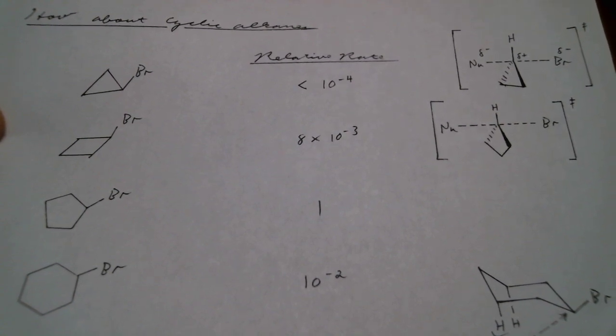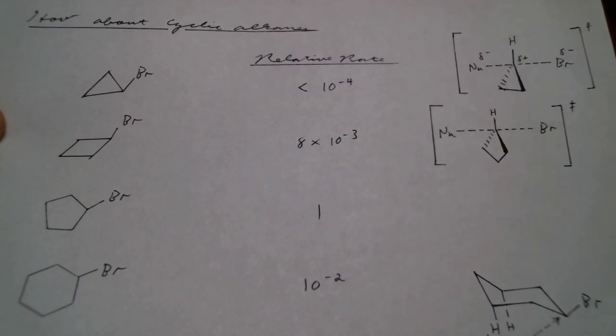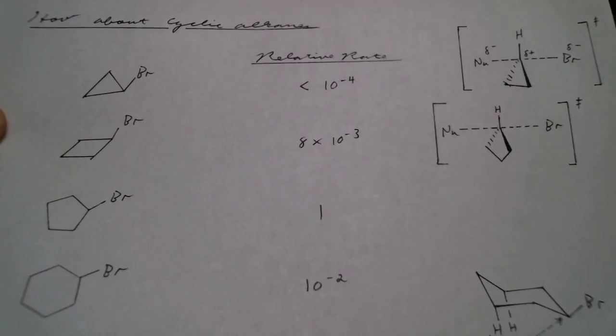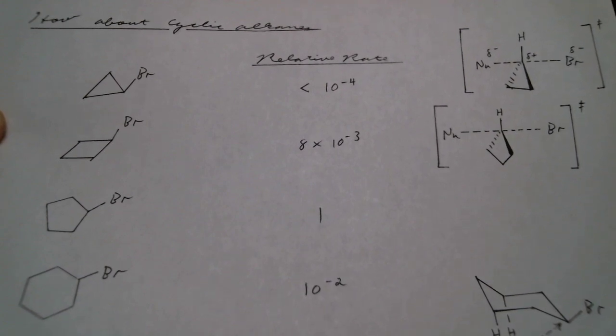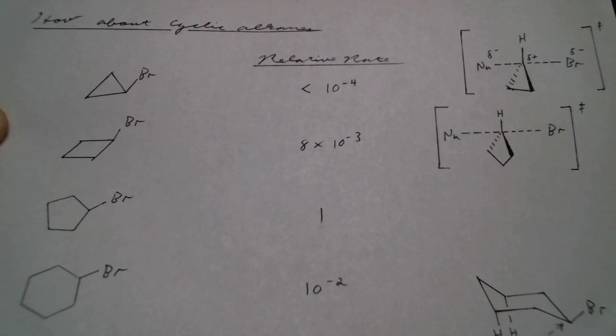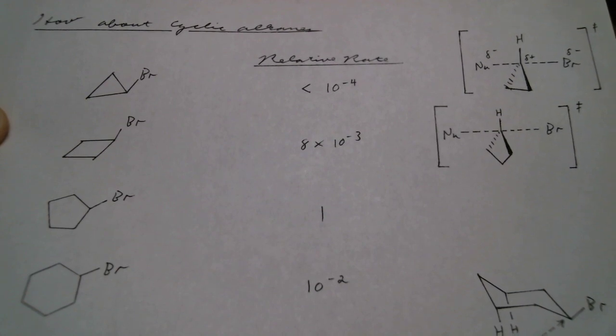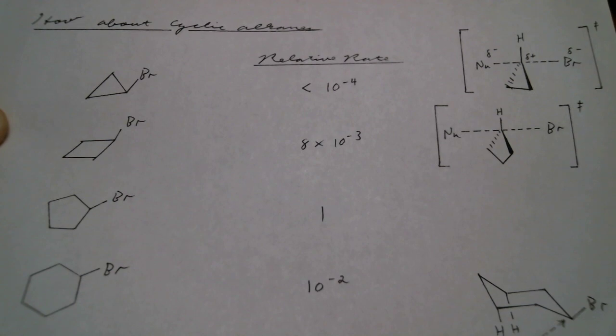Welcome to the second video in our Class 14 series of lecture videos. We ended our first video with a discussion of relative rates for halogenated, in fact brominated, cycloalkanes in the SN2 reaction, and we saw that our fastest reacting halogenated cycloalkane was bromocyclopentane. The bromocyclopropane and bromocyclobutane were fairly slow in terms of relative rate.